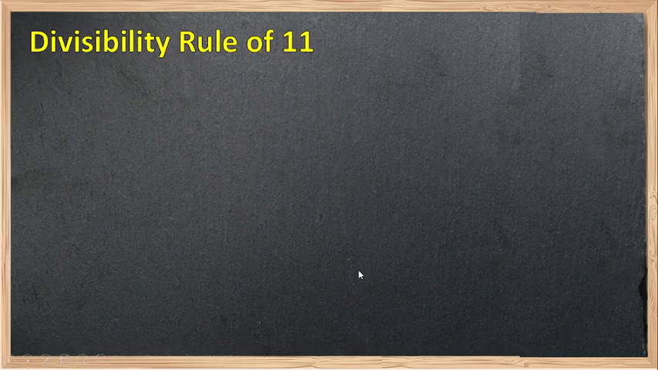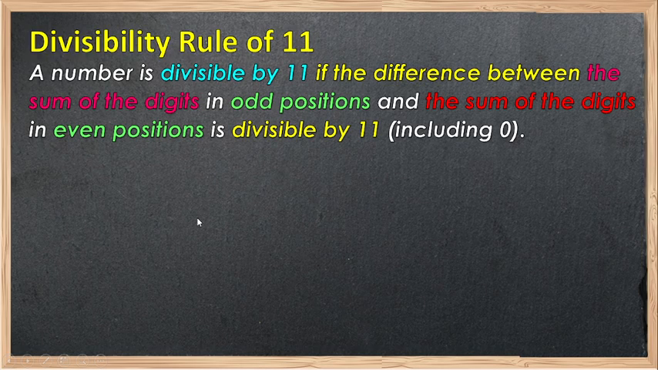Let's start with the divisibility rule of 11. A number is divisible by 11 if the difference between the sum of the digits in odd positions and the sum of the digits in even positions is divisible by 11, including 0. Again, you find the sum of the odd positions and the sum of the even positions, and then get the difference. If the difference is divisible by 11, then the number is divisible by 11. Or if it's 0, it is divisible by 11.